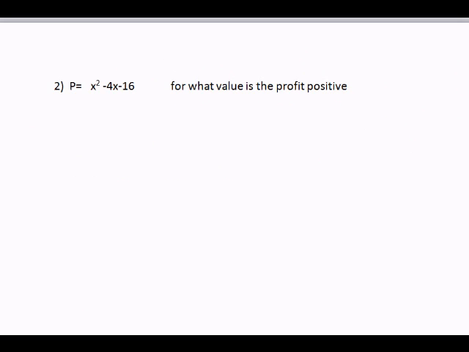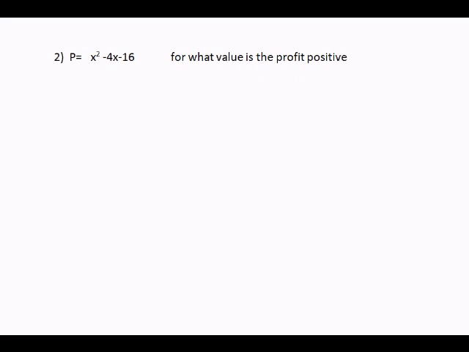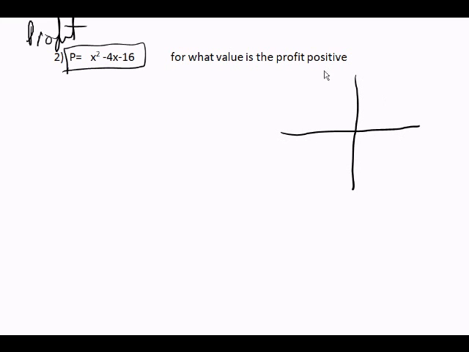Here is the next problem, and this is the second one I could not find in the book, but I'm going to talk about it. I want to do an example. Your problem's going to say the profit is this function, this equation. For what value is your profit positive? Okay, I'm going to draw a little graph over here also.